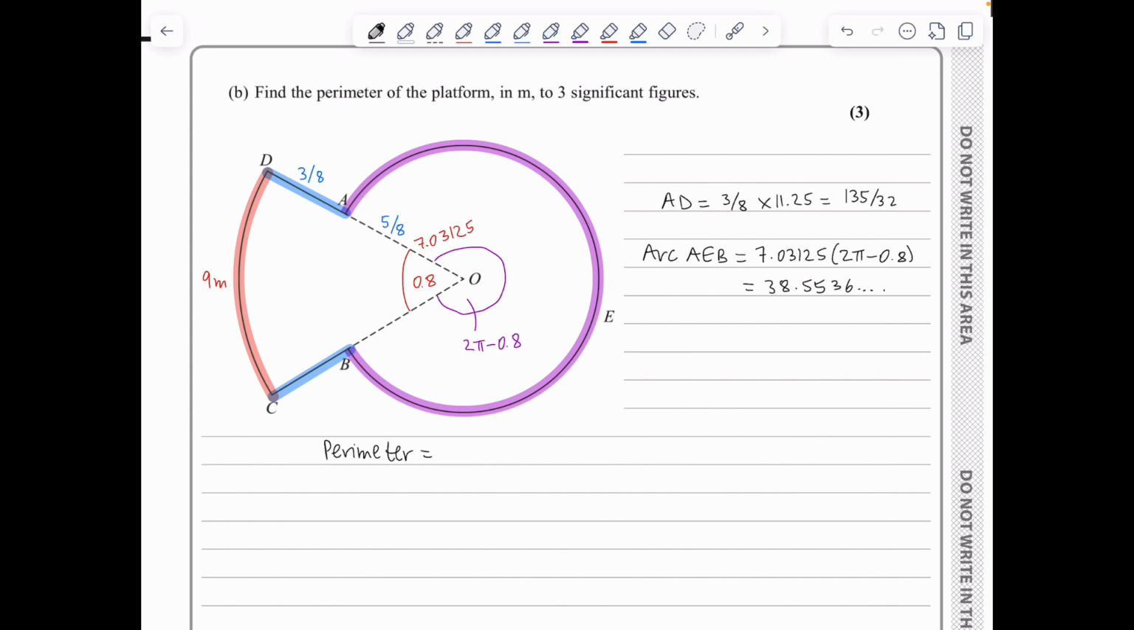So the perimeter will simply be the sum of these distances. So it's going to be 2 times the 135 over 32. This is the blue parts. I've got two identical such parts. I've got the 38.5536... and the 9. If I add them up, I get 55.991... which means that to 3 significant figures, it's going to be 56.0 meters.